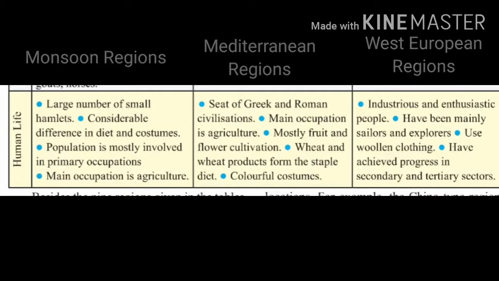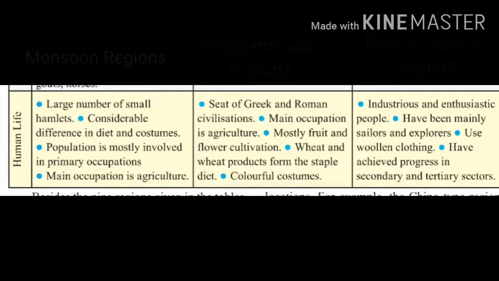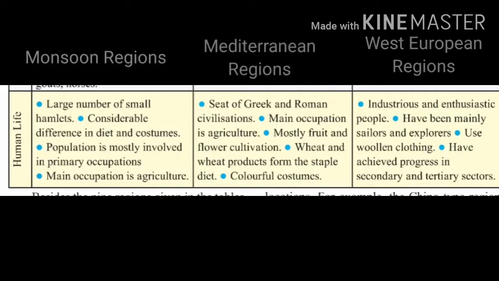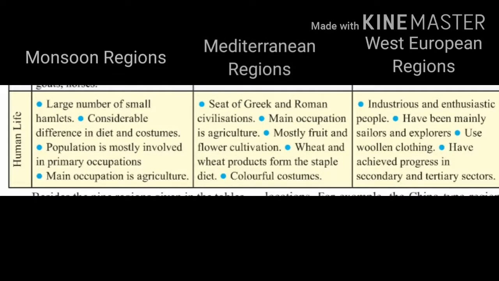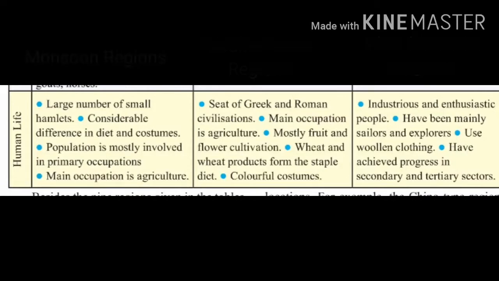Mostly fruit and flower cultivation. Wheat and wheat products form the staple diet. Colorful costumes. Then the West European region human life.